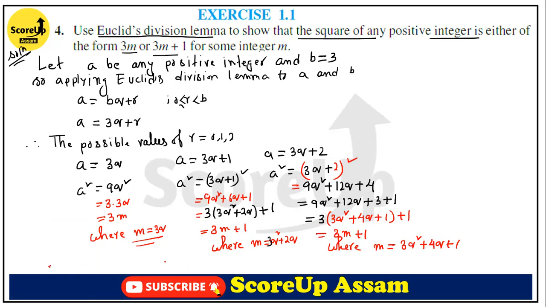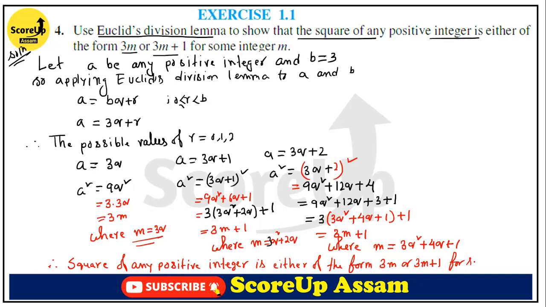So therefore, the square of any positive integer is either of the form 3m or 3m plus 1 for some integer m. Okay. So this is the proof of this.